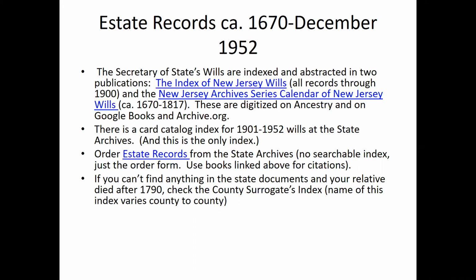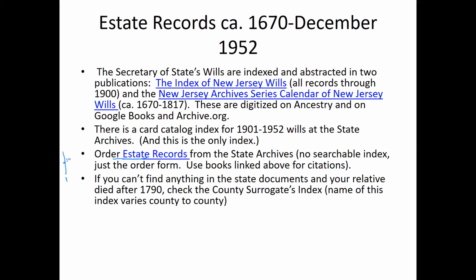Both sets of these publications are digitized on Ancestry, and you can find them on Google Books and archive.org as well. Unfortunately, if you are looking at the 20th century wills, there is only one index for these. It's a card catalog index. It has not been digitized, and it is in the archives. So right now, you just kind of have to place the order for the will, and there's nothing that you can search online that's going to help you narrow down a probate date for this particular collection.